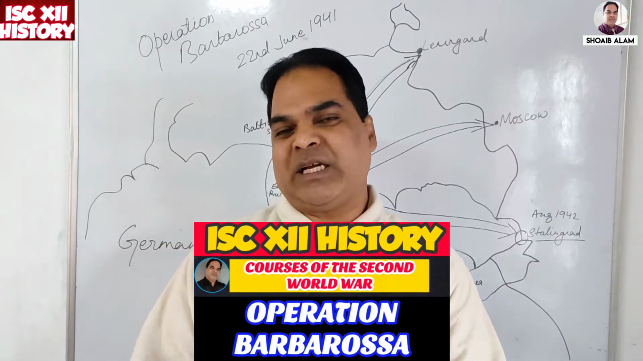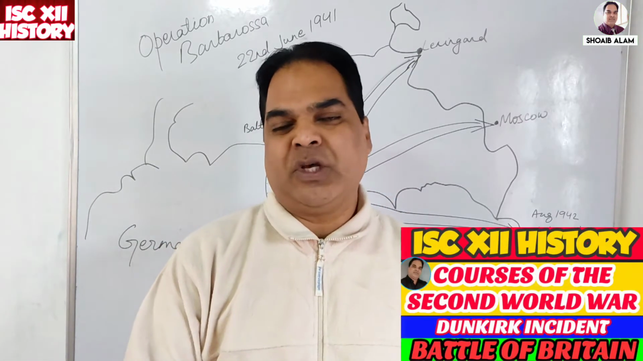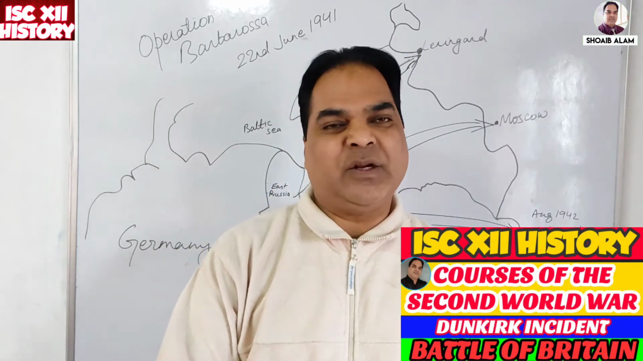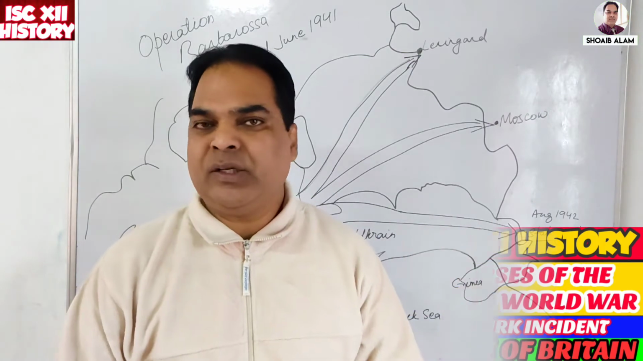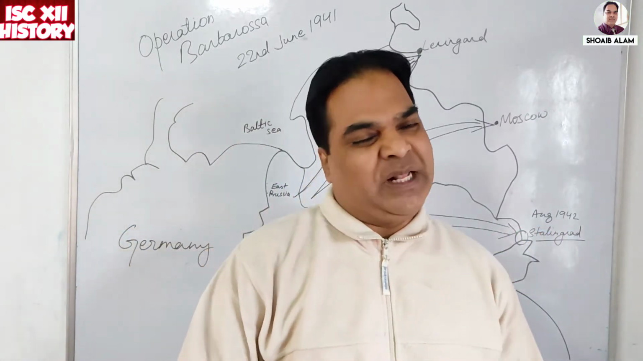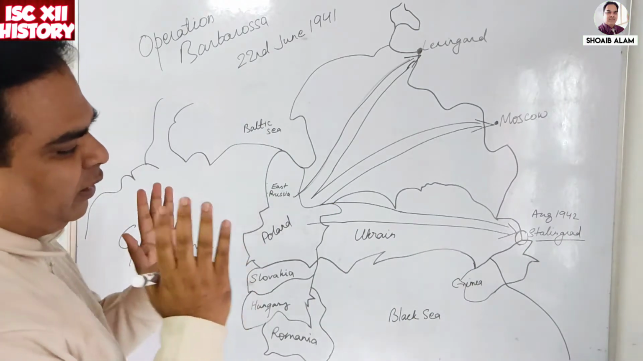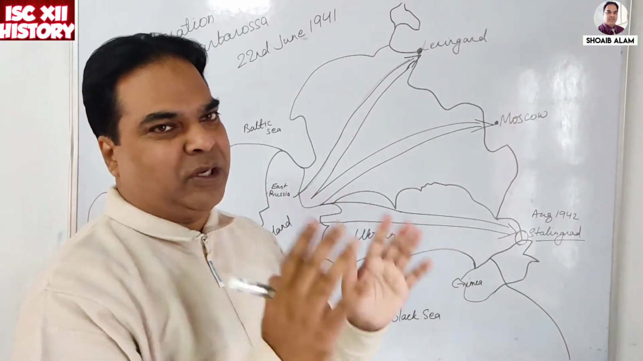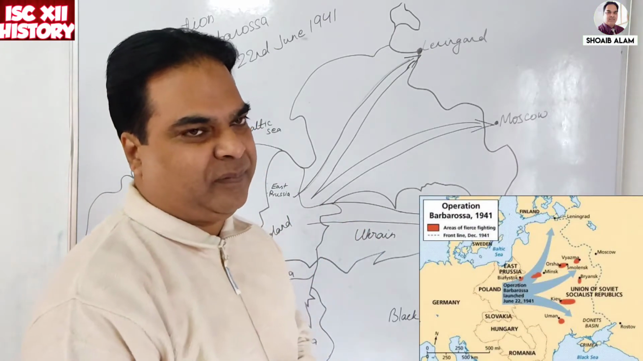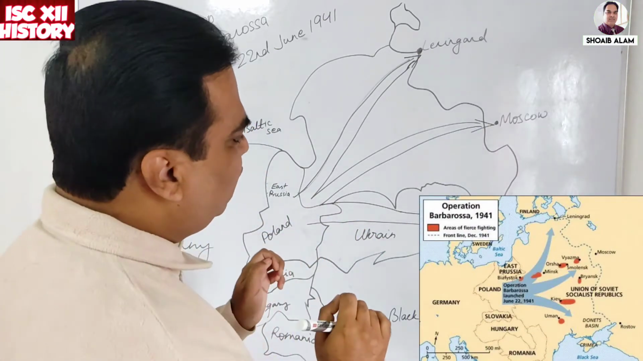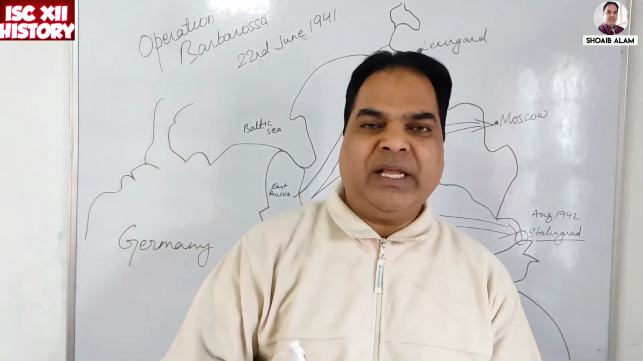Before I start this video, I would like to request you all to watch the previous videos on the courses of the Second World War, in which I have discussed the Battle of Britain. So let's start. You can see a rough map I have prepared here to give you a clear understanding of Operation Barbarossa, how Germany planned to attack Russia.